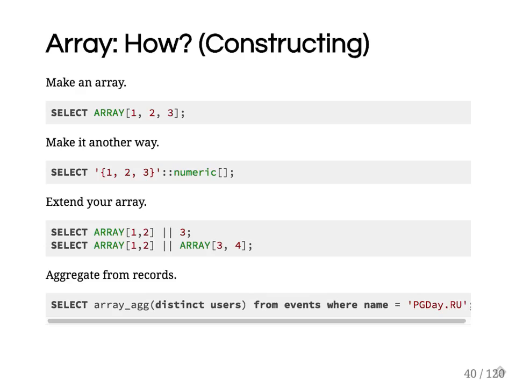Building arrays, you can use the array syntax. You can parse from a string. All the values in an array have to have the same type. You can concatenate arrays together. You can add a value to an array with concatenation. Or here's array_agg. So here I'm selecting all the distinct users from some event that I was at into an array.